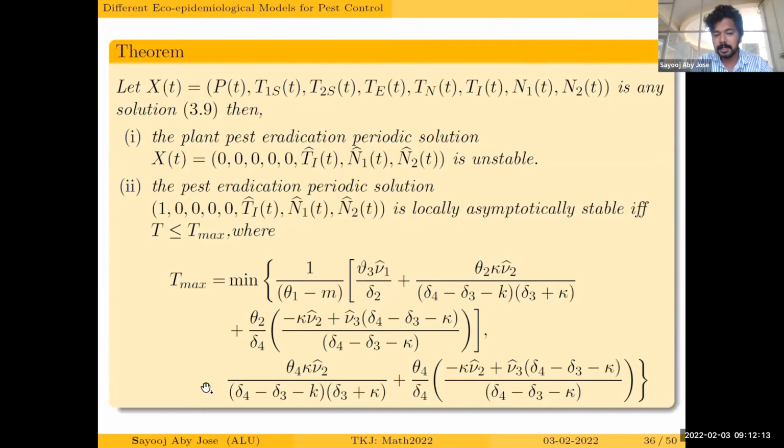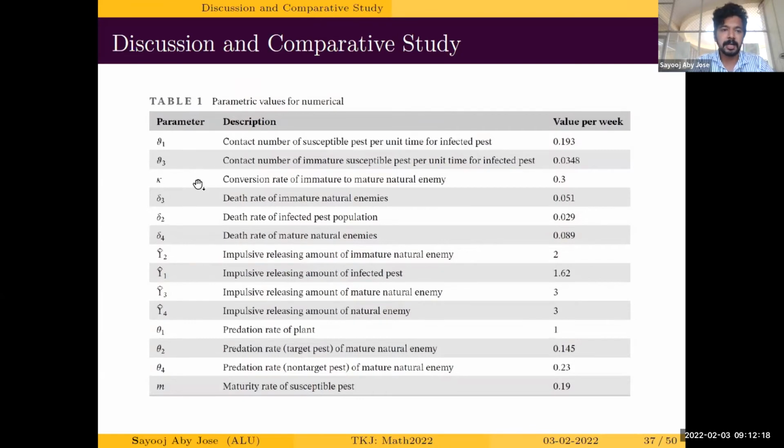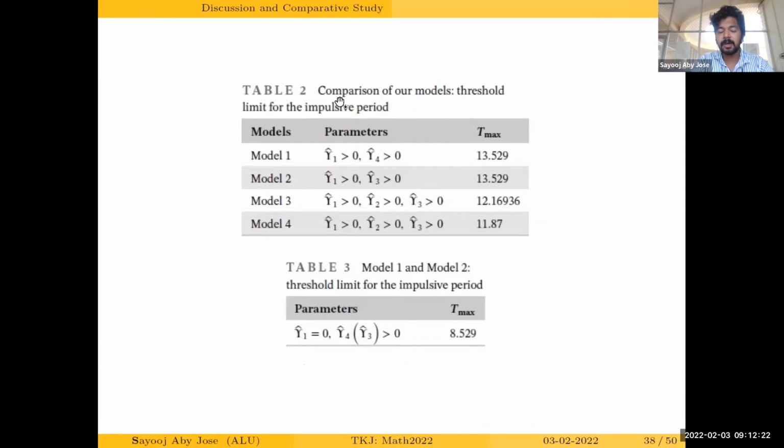So we can say that the system is stable only up to Tmax. This is the comparative study and discussion. These are the parameters, and in Table 2 we can see that if all impulses are non-zero, the first model gives 13.52, because we need to release the natural enemy, or the infected pest also, in the 13th week. Model 2 says that we need to release the impulses in the same week, because of the parameters we took.